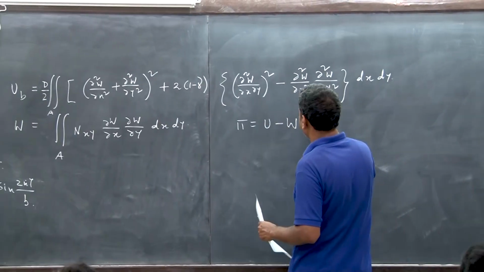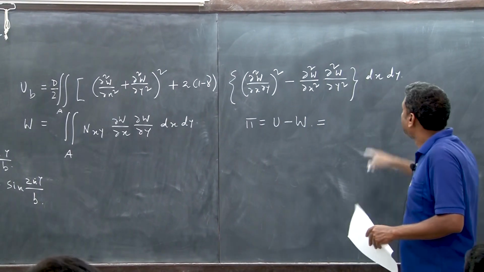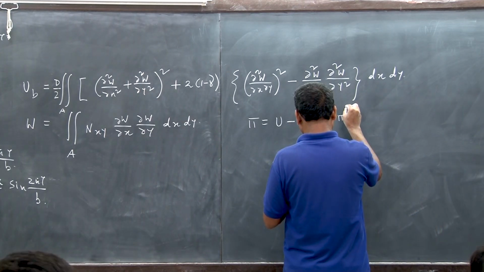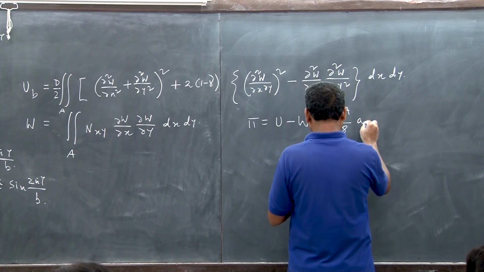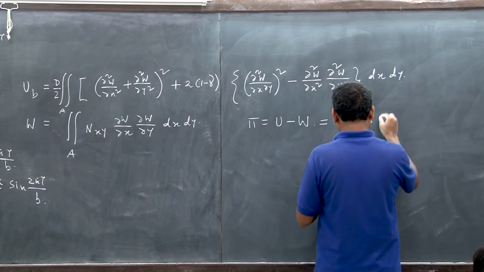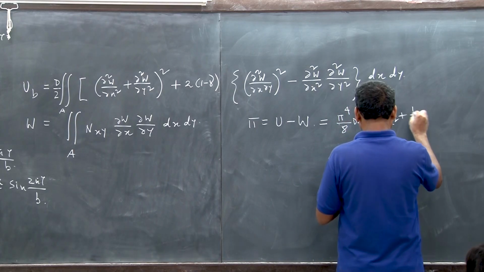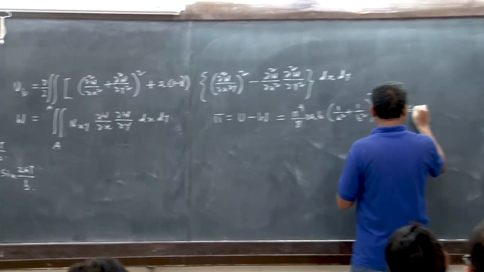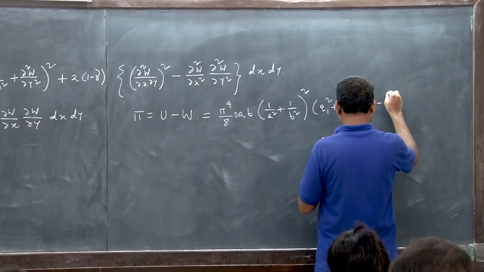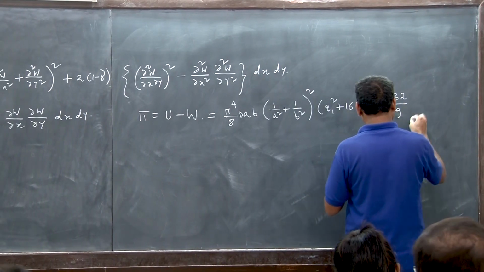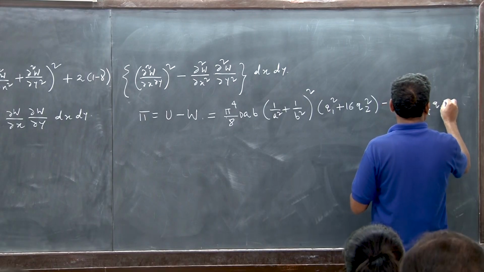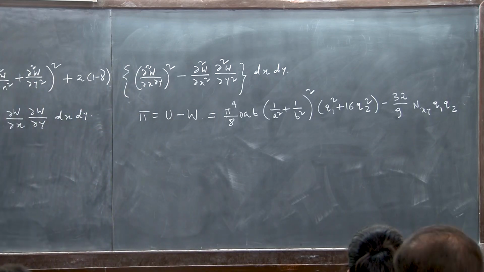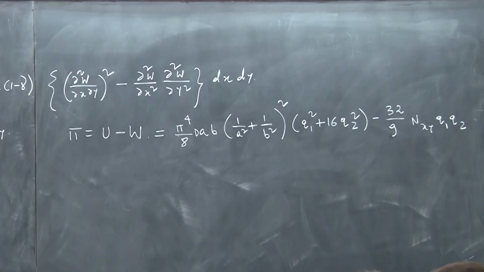So if you substitute here and carry out the integration over the domain dx dy, you will see that the expression looks like pi to the power 4 by 8 ab D times (1 by a square plus 1 by b square) squared times (q1 square plus 16 q2 square) plus 32 by 9 N_xy q1 q2, on integrating. You see that everything is in terms of the generalized coordinates q1 and q2.